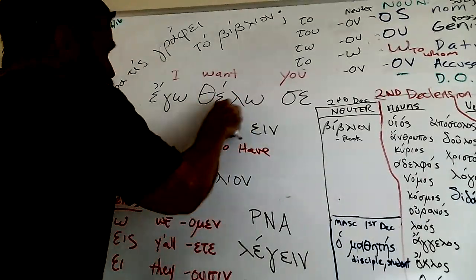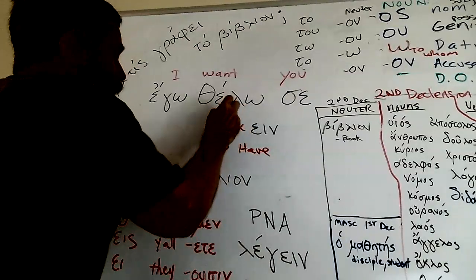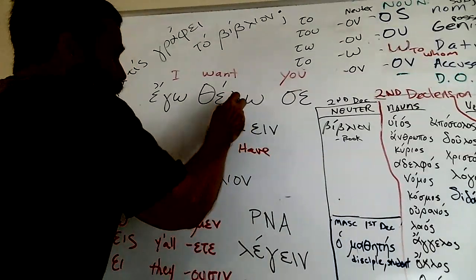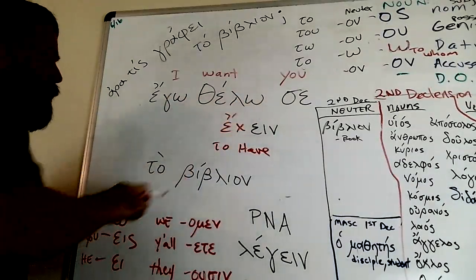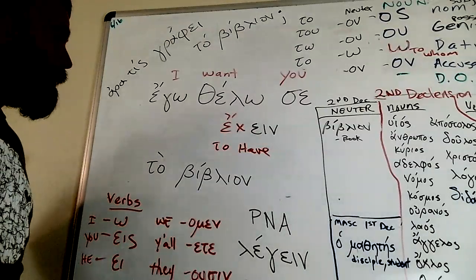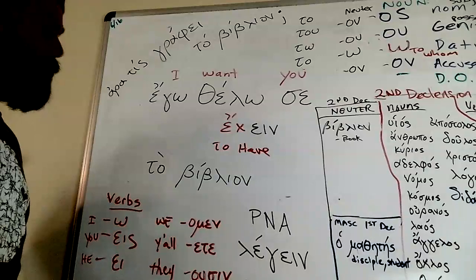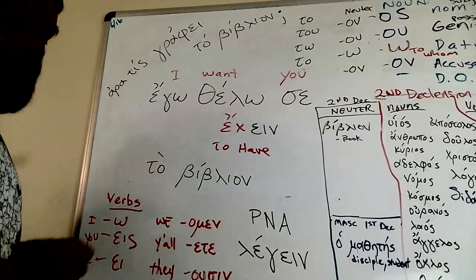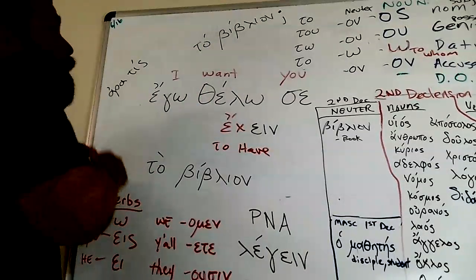Okay, so now we'll go. Oh, let me get a little closer. Yeah. Let's see. Ekein. Yep. Ekein. So ego thelo se ekein to biblion. So what does that mean, Christian? I want you to have the book. Yes, excellent.